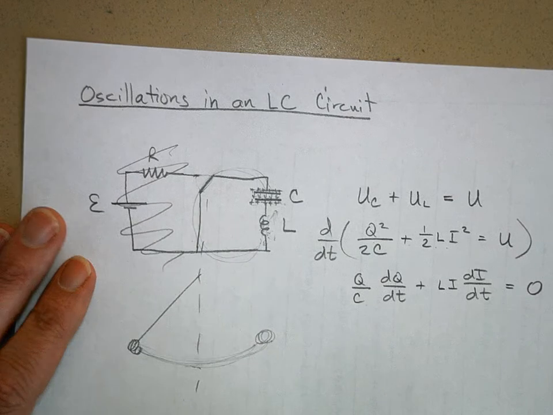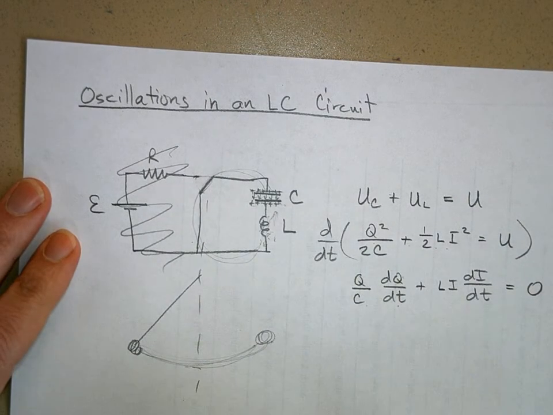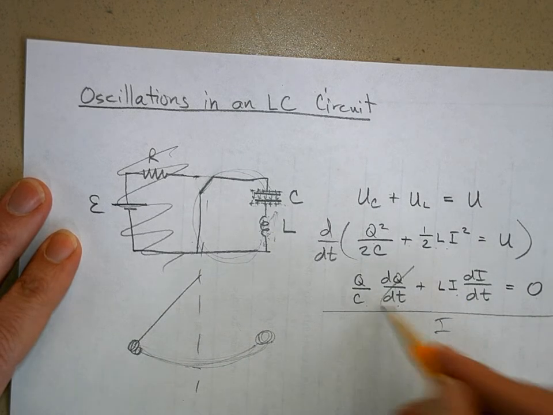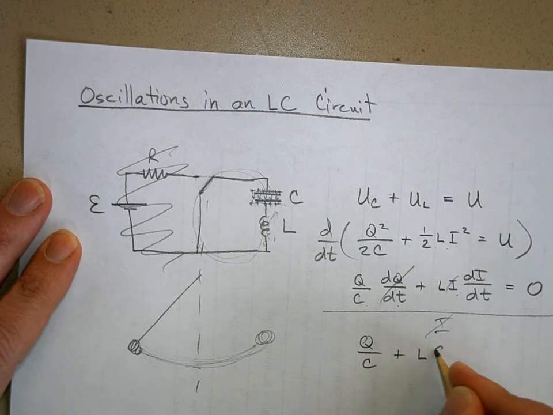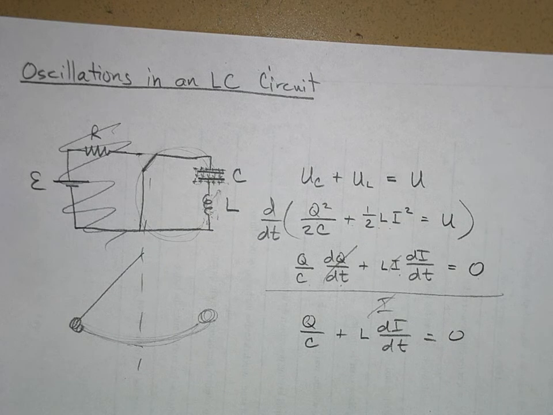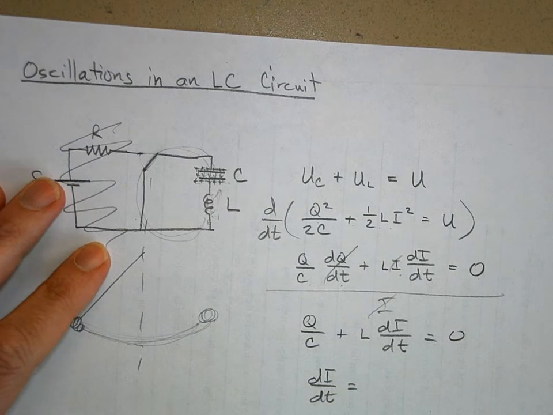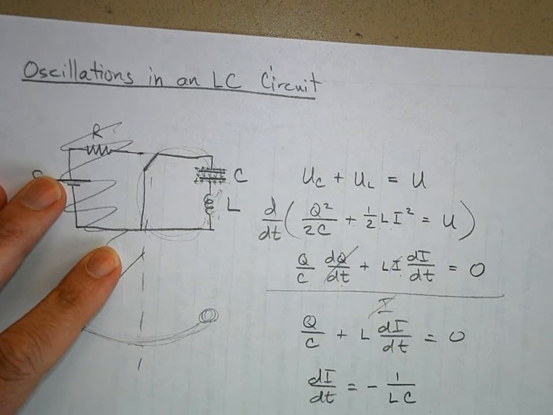Now, what is dq dt? It's the current. And I got a current here and I got 0 over here. So what I'm going to do is just divide everything by I, and it cancels out. So I get Q over C plus L di dt is equal to 0. Well, I'm going to solve this for di dt. Di dt is equal to negative 1 over LC times Q.